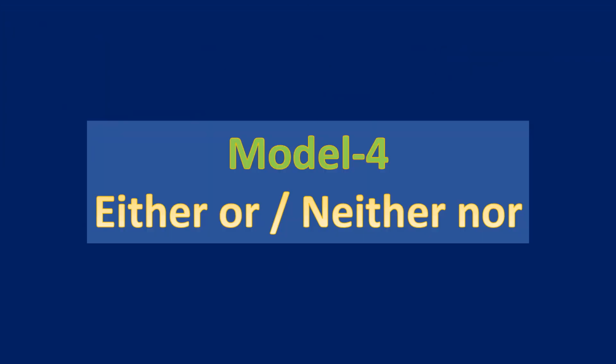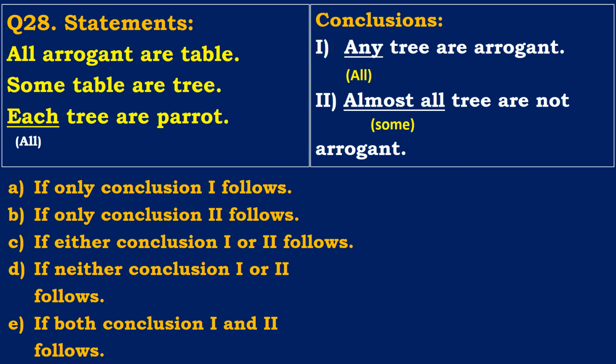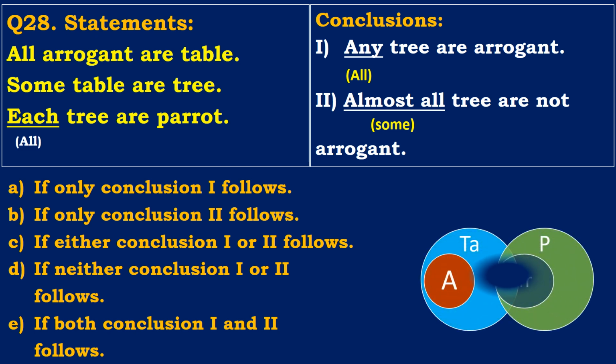Model 4, either or, neither nor. Challenge 28. All arrogant are table. Some tables are tree. Each tree is a parrot. Conclusions: Any tree is arrogant. Almost all trees are not arrogant. Either conclusion 1 or 2 follows. Hence, option C is the correct answer.